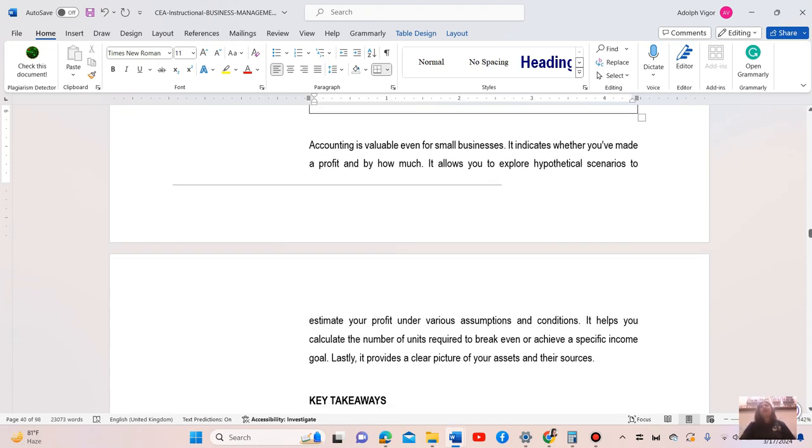So accounting is valuable even for small business. It indicates whether you made a profit by now. It allows you to explore hypothetical scenarios to estimate your profit under various assumptions and conditions. It helps you calculate the number of units required to break even or achieve a specific income goal. Lastly, it provides a clear picture of your assets and their resources.